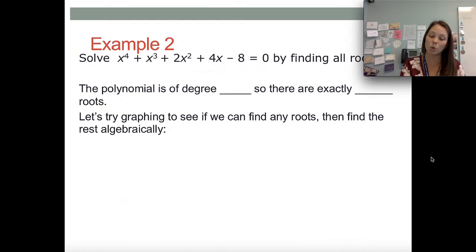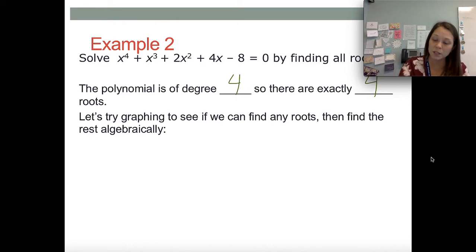All right, let's go through the same process again with example 2. We have this power or degree of 4 polynomial. That means in the end we should have 4 answers exactly. I want you to graph this problem to find what your 2 values are from the graph.